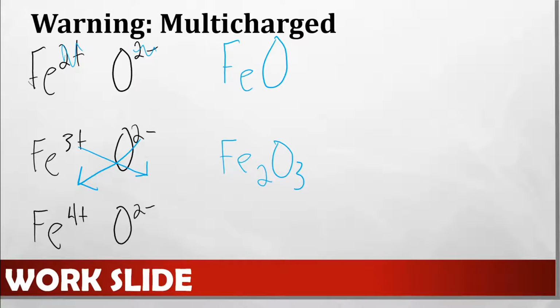Now the third one does simplify. We've got a 4 and we've got a 2. So this is going to be treated as a 2. This is going to be treated as a 1. And then I'm going to crisscross. That going here, this going there, and not mattering because it's a 1. And we're going to have FeO2.